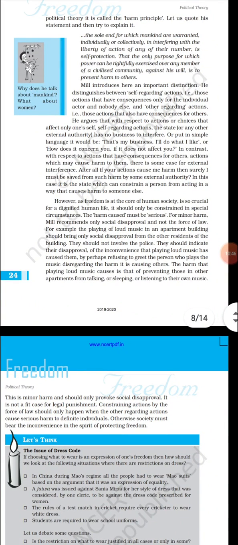So is it clear or not? In our next class we'll discuss negative and positive liberty. What is negative liberty and what is positive liberty? Liberty means freedom. Okay, till then, take care.